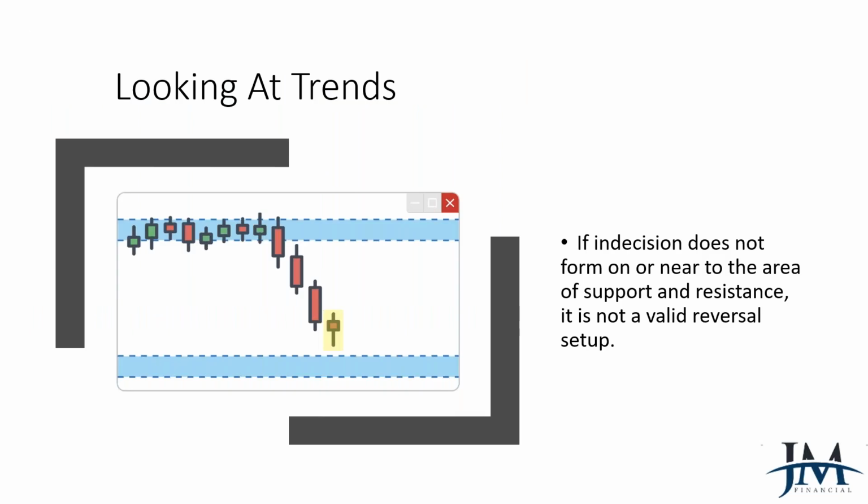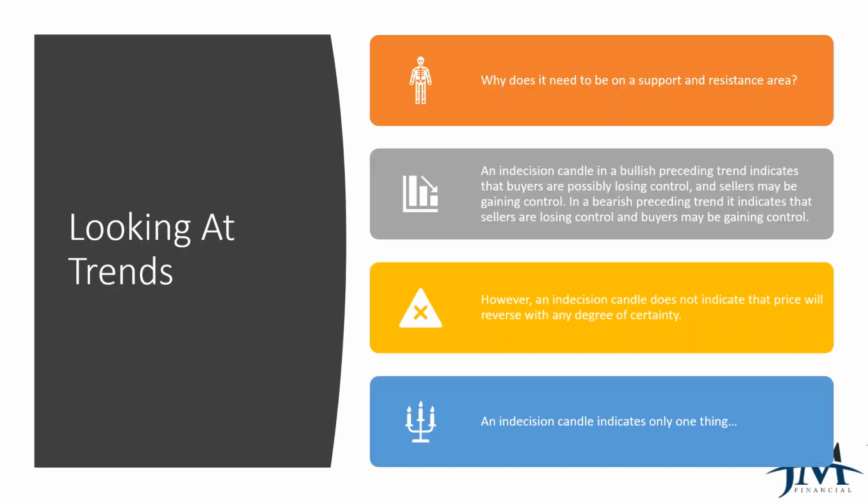If the indecision candle does not form on or near the area of support and resistance, it is not a valid reversal setup. Why does it need to be on the support or resistance area? An indecision candle in a bullish preceding trend indicates that buyers are possibly losing control and the sellers may be gaining control. In a bearish preceding trend, it indicates that the sellers are losing control and the buyers may be gaining control. However, an indecision candle does not indicate that price will reverse with any degree of certainty.